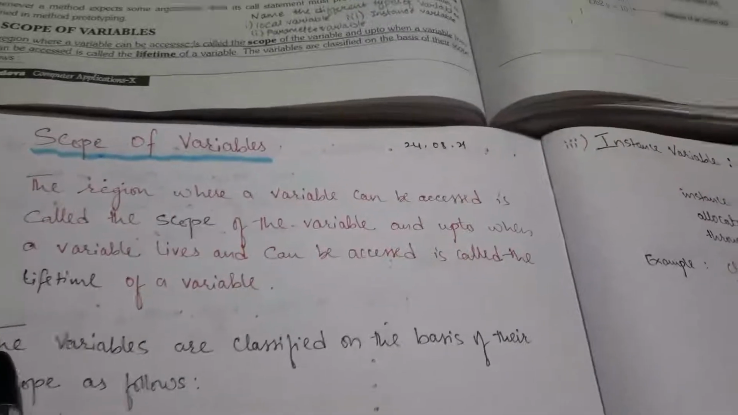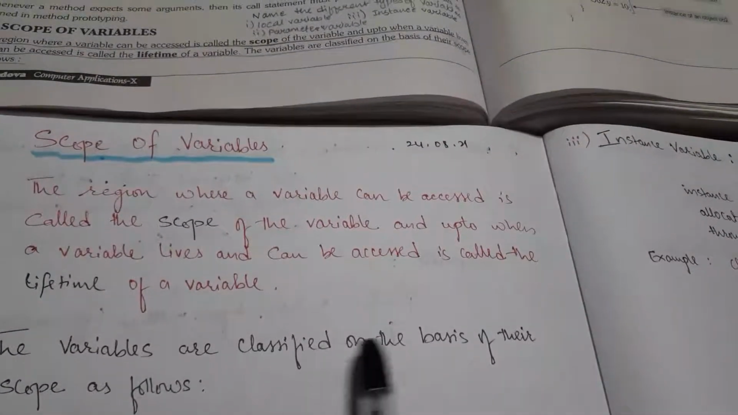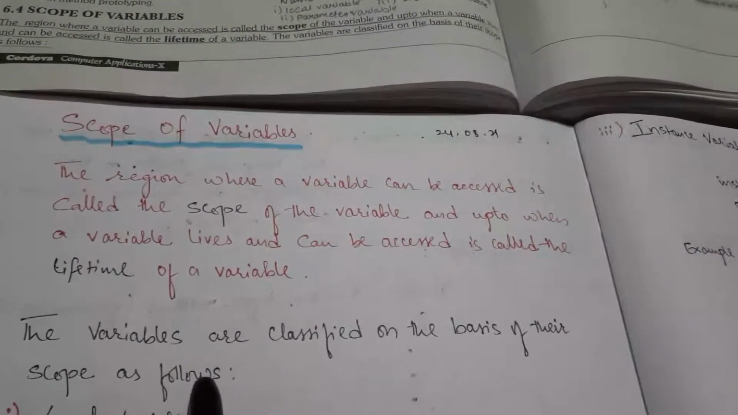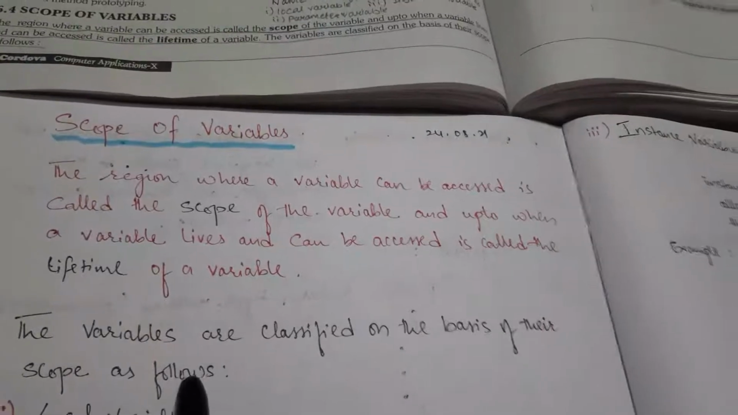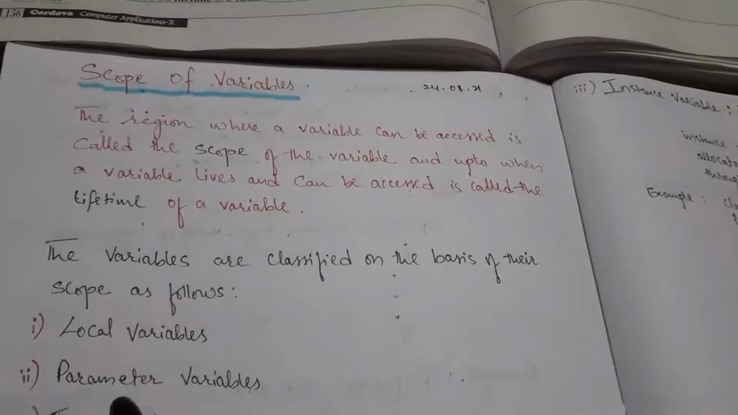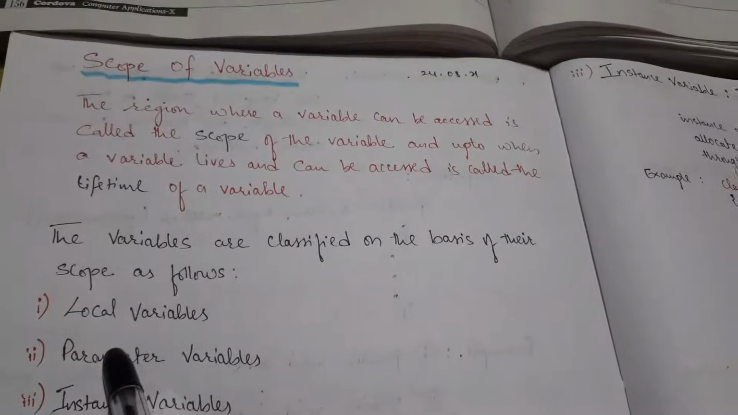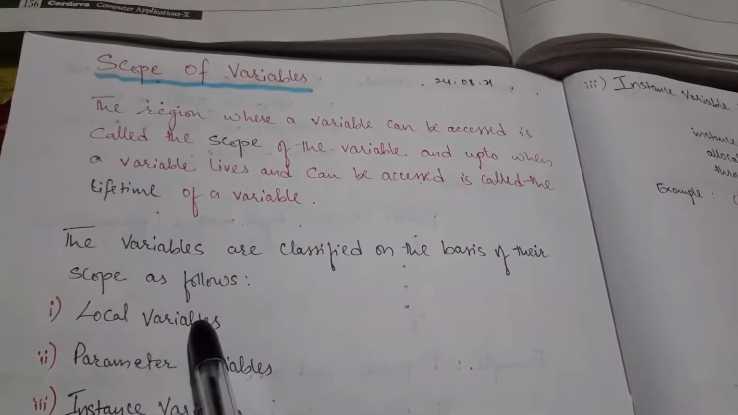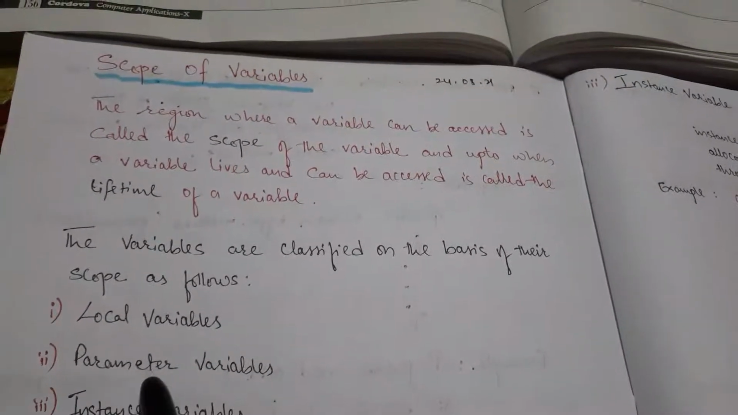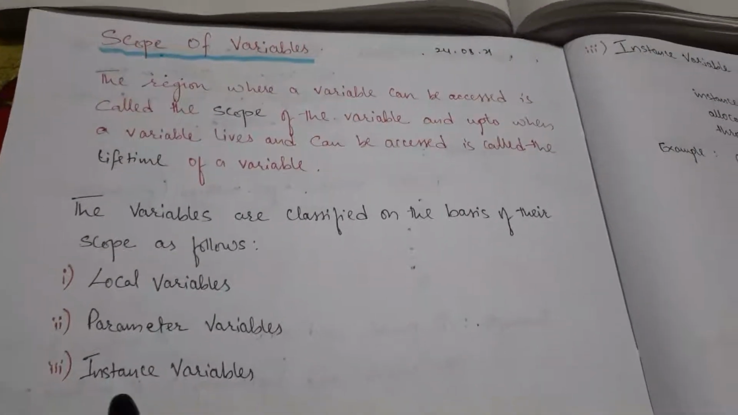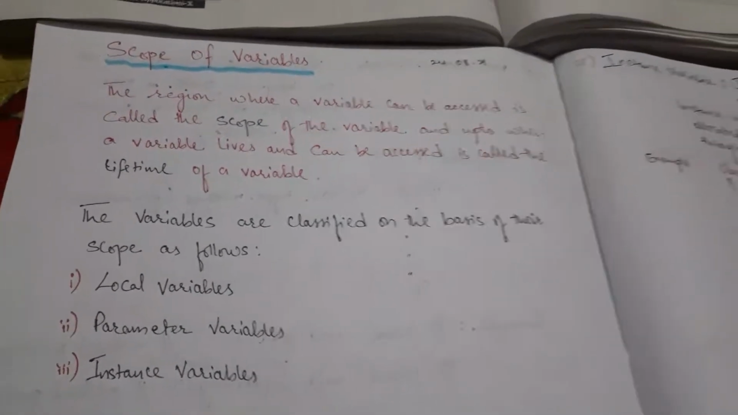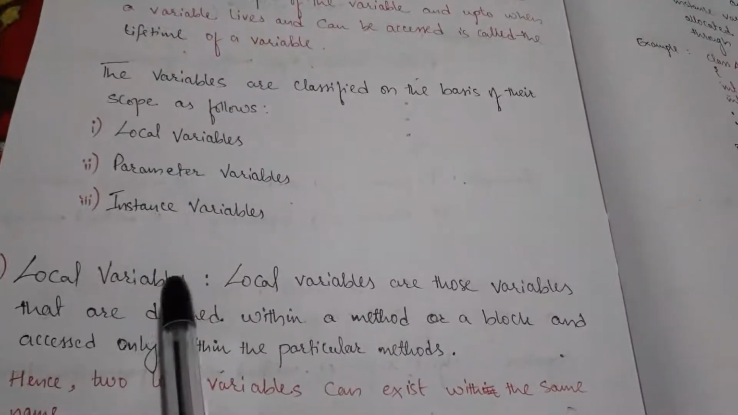Now the variables are classified on the basis of their scope as follows. So we can classify the variables according to the scope of those variables there in a programming section. So there are altogether three different types of variables that we are going to study in today's class. The first one is called as local variables, second is called as parameter variables, and third one is called as instance variables. So let us start with the first kind of variables, which is called as local variables.